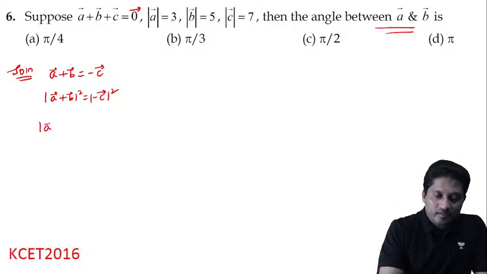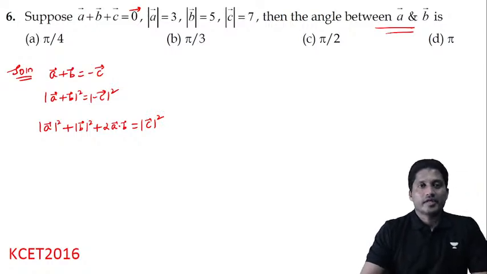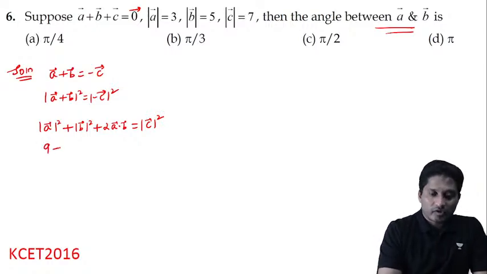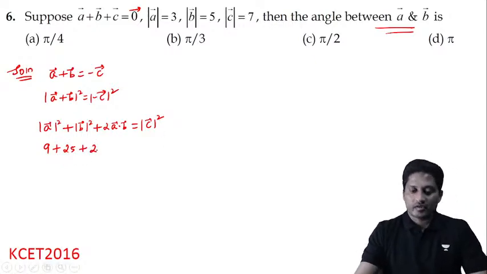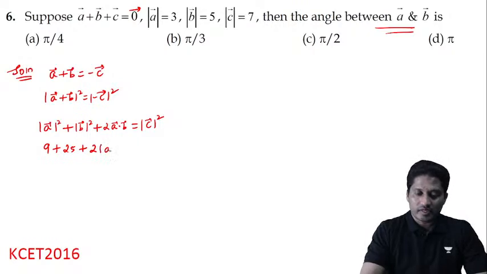This is A square plus B square plus 2 times A dot B, minus the whole square is plus, that is mod C the whole square. Okay, mod A is 3, so 9, mod B is 5, so this is 25, plus 2 times A dot B, which is mod A into mod B into cos theta. Modulus of C is 7, so this is 49.